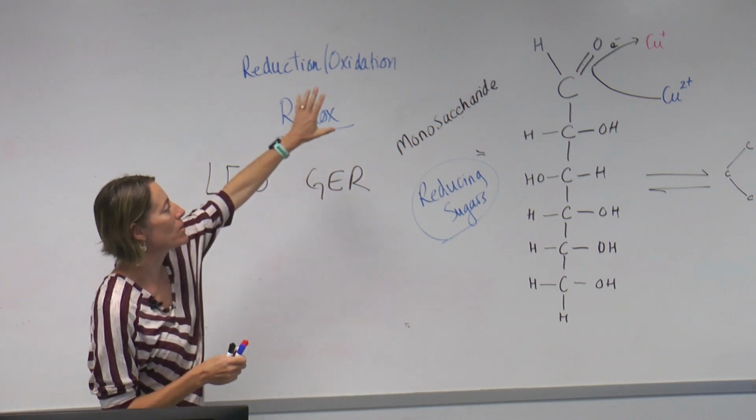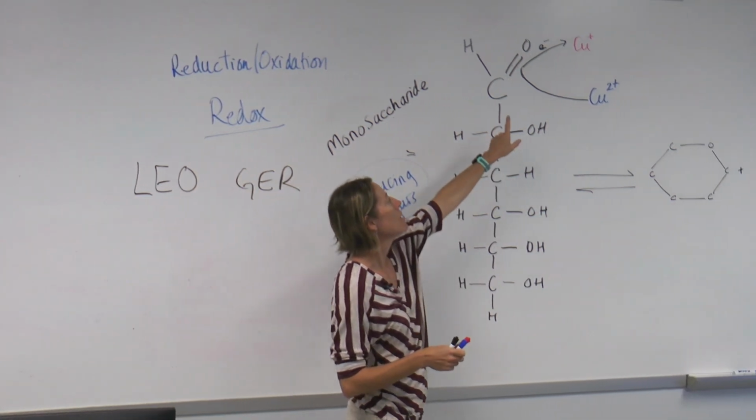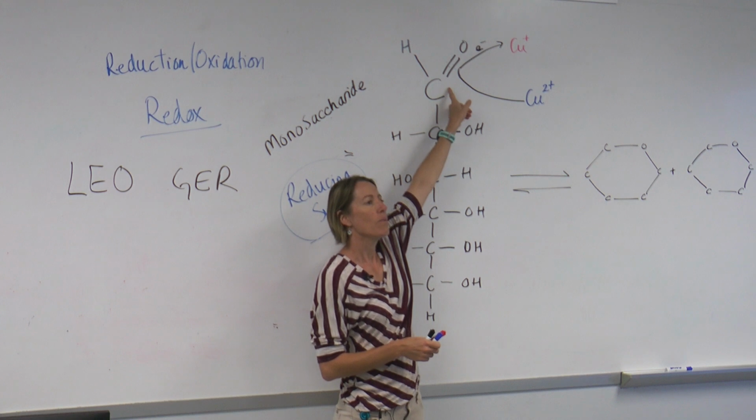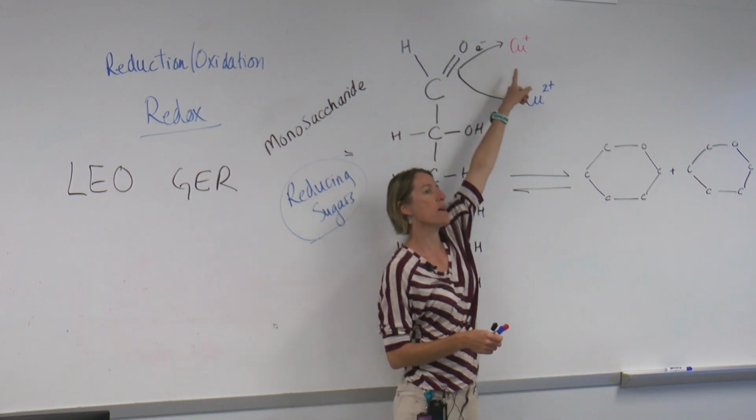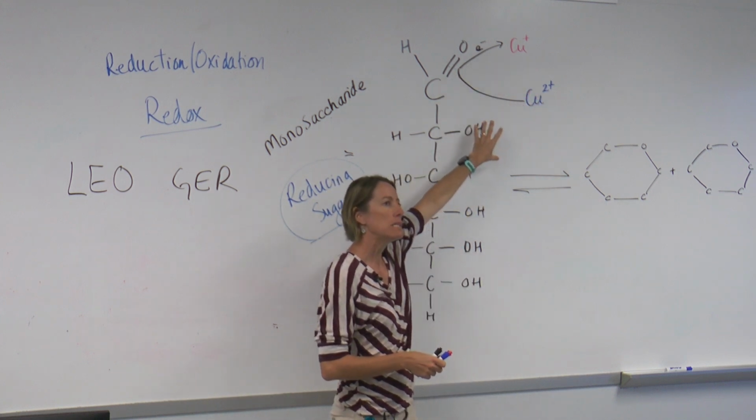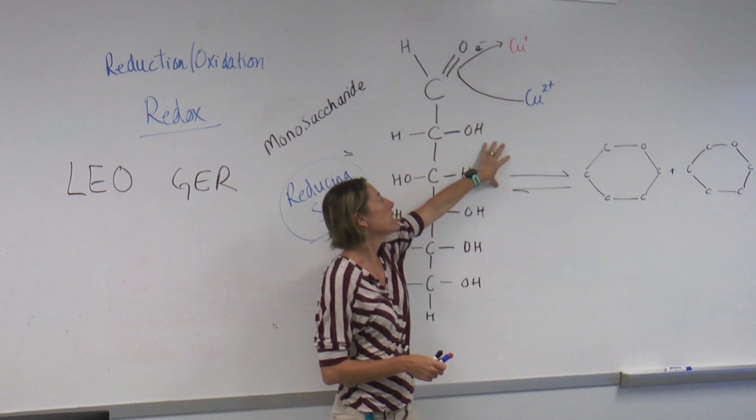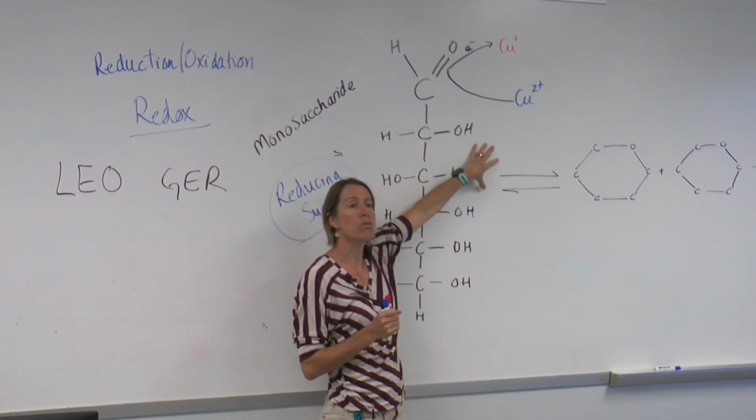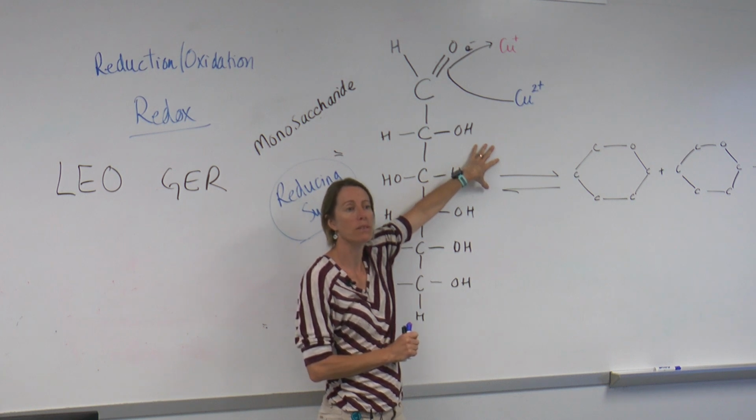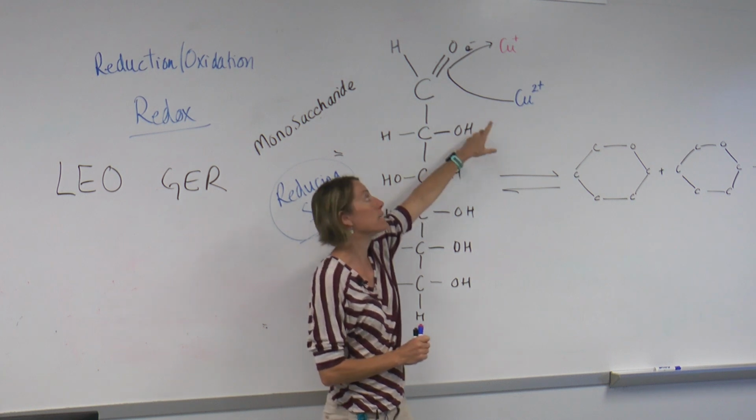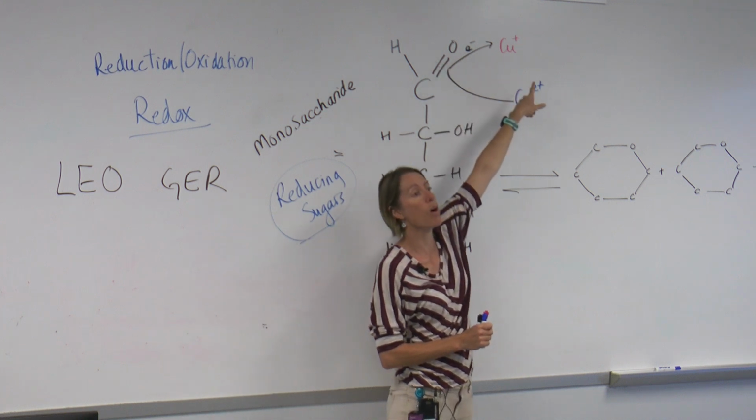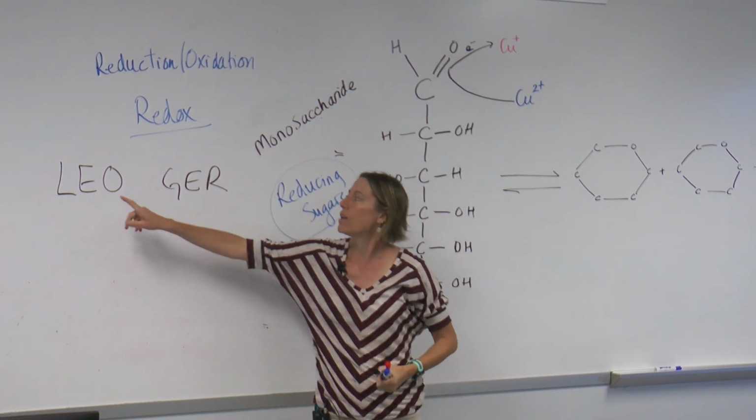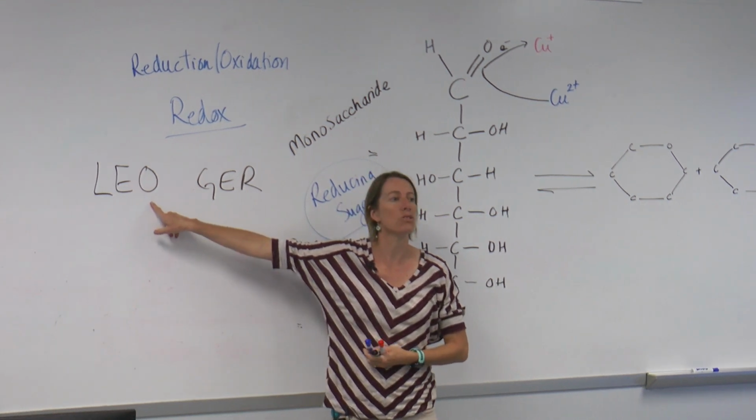So let's look at our picture here. My glucose molecule, when the copper came in and did its thing and went from blue to red, the copper ion, did my glucose molecule gain electrons or lose electrons? Lose. It lost an electron, right? Because that double bond was broken and the electron went to copper. So the sugar, the glucose, lost the electron. Loss of electrons, it was oxidized. The sugar got oxidized.